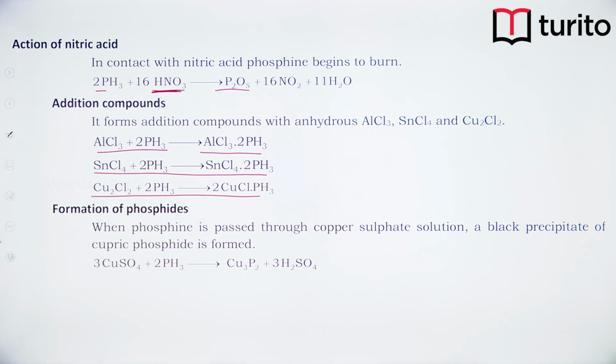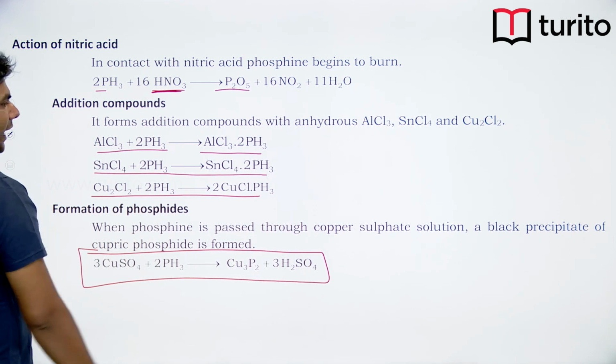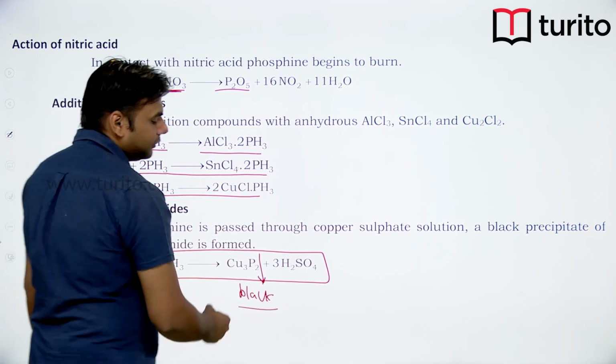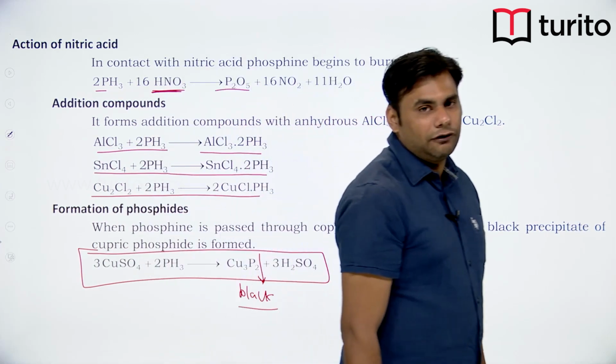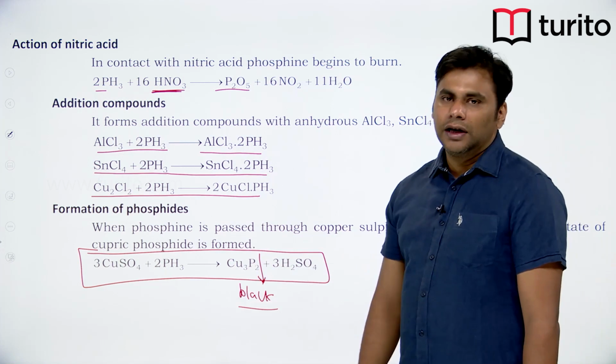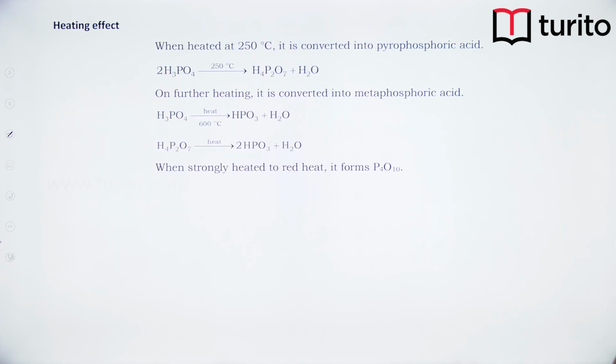CuCl forms CuCl.PH3. Now if you react with copper sulfate, when you react copper sulfate with ammonia, you form a complex [Cu(NH3)4]2+, tetraammine copper sulfate. But when you react it with phosphine, it forms copper phosphide, which is black in color. I hope you know this also.